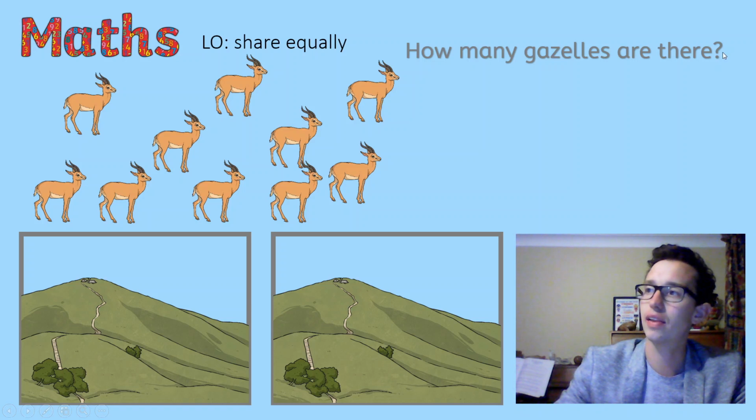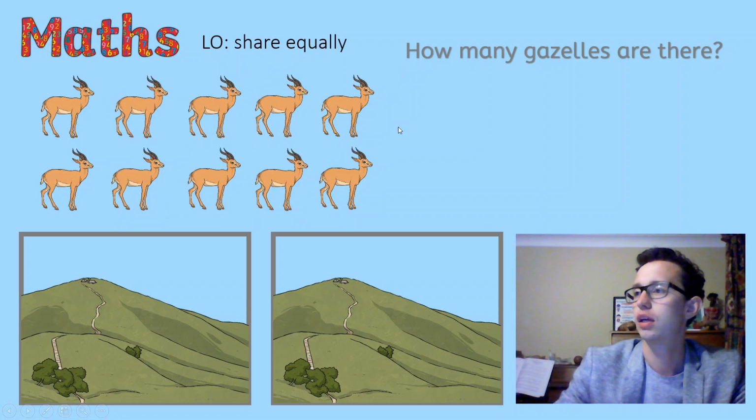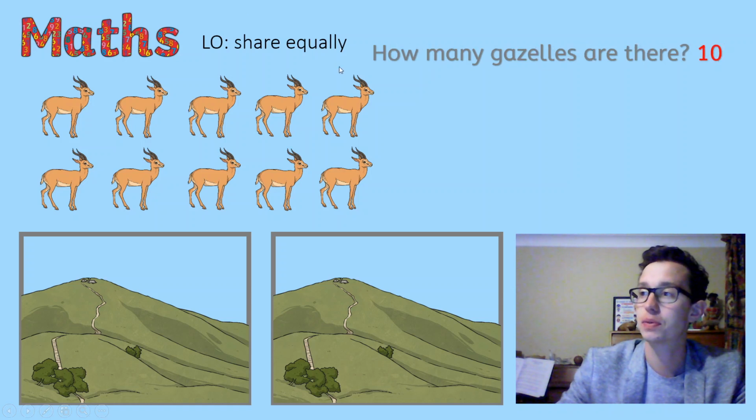How many gazelles are there? It's a bit tricky to count them, so I'm going to put them in an array. There we are. We have 5 columns and 2 rows. 2 rows and 5 columns. How many gazelles are there? Well done if you said there are 10 gazelles.